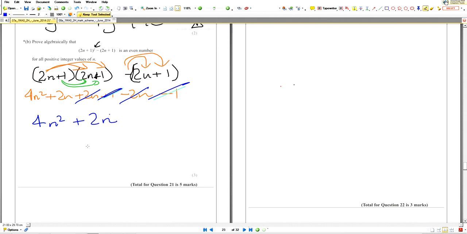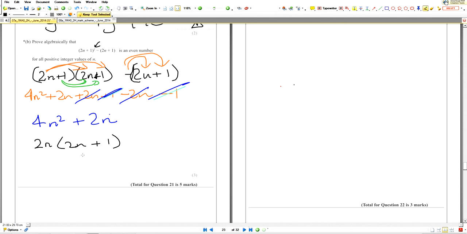Now, if we factorize this, what will we get? 2n. So we take the 2n from each one, and n, 2n, sorry. So how do we know? Because the proof says it is an even number for all positive integer values of n. This particular n can be odd or even. Anything times by 2 is even, so we have to prove that it's going to be an even number.